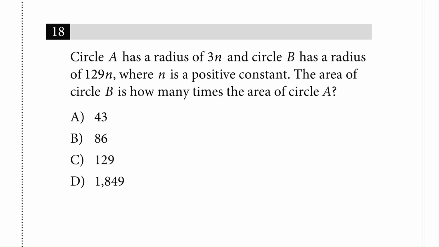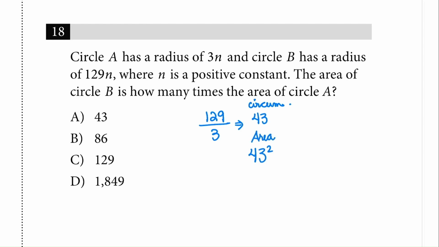Circle A has a radius of 3n and circle B has a radius of 129n, where n is a positive constant. The area of circle B is how many times the area of circle A? So the ratio of their circumferences is going to be simply the second radius over the first one, and that's going to be 43. Now again, this is their circumferences. When it comes to area, it's going to be that number squared.